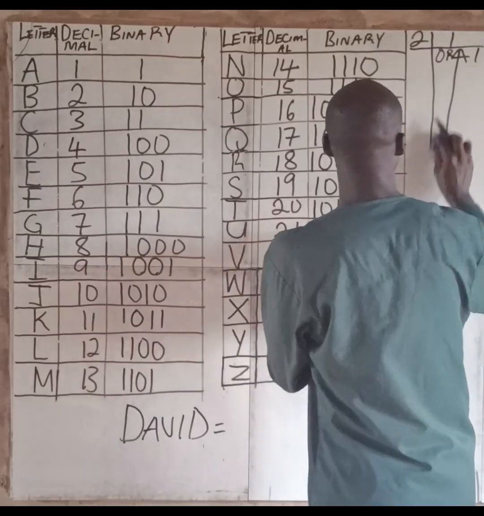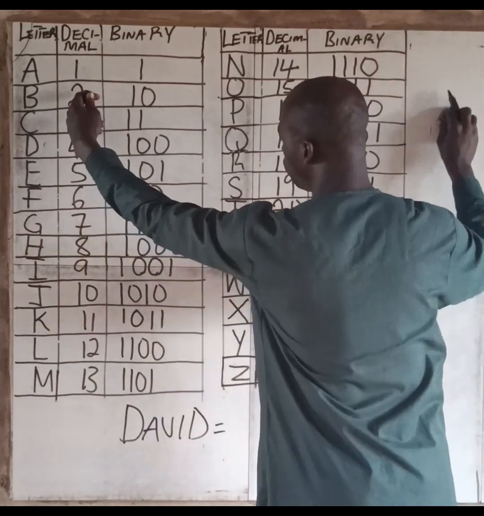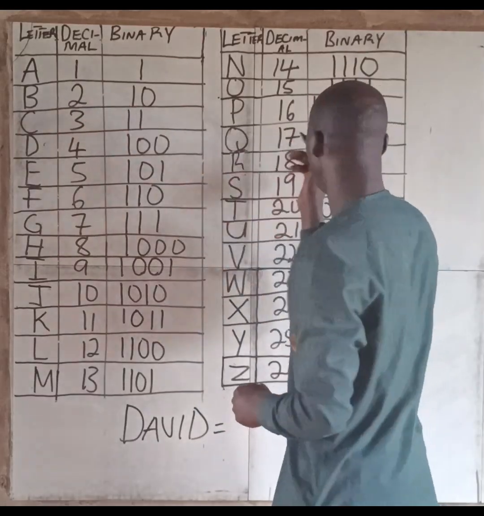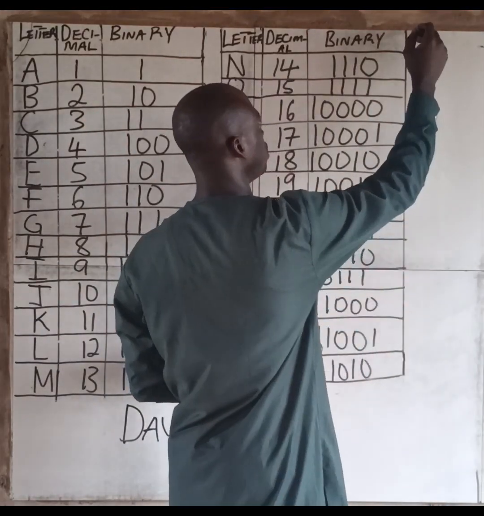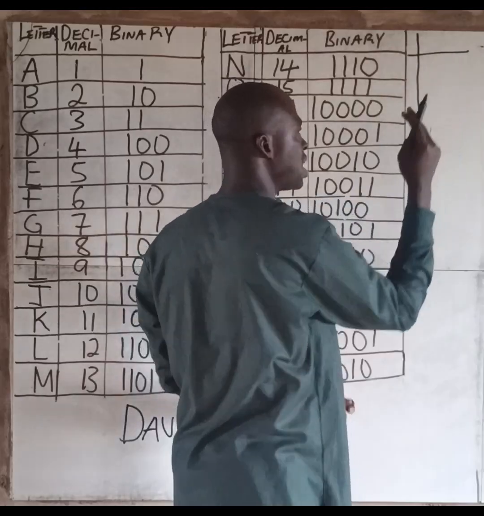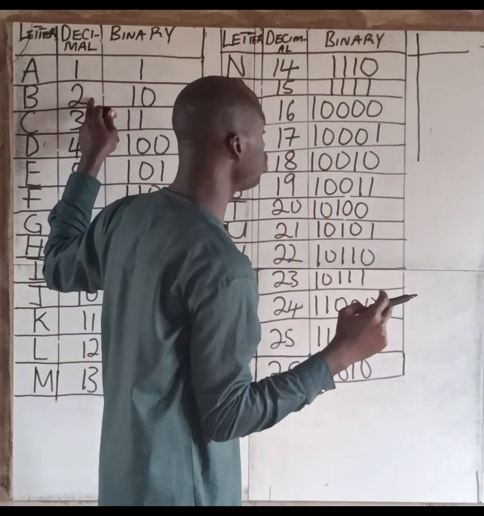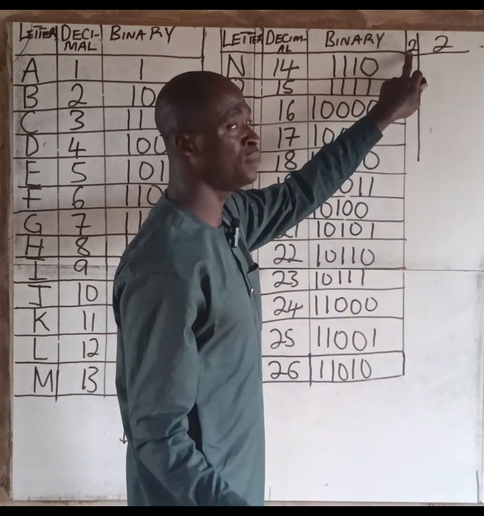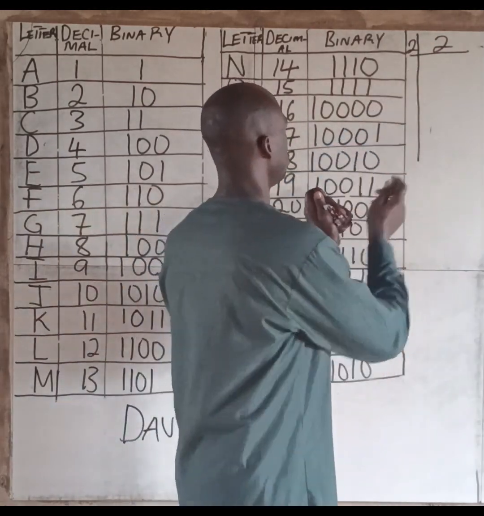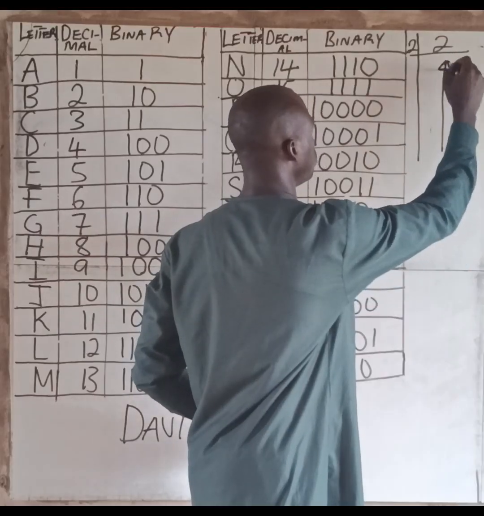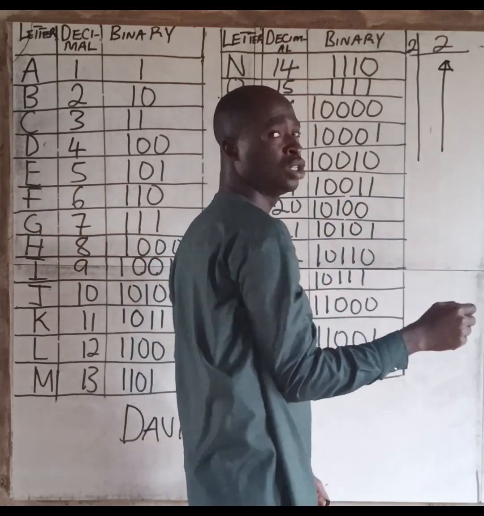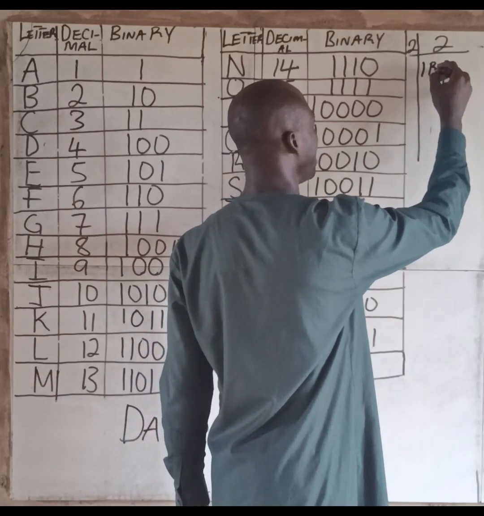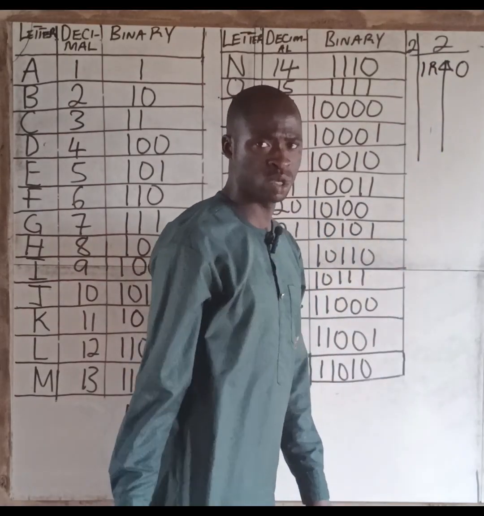So, let me do it for B. This is B, so you watch the slide right here. B is the second alphabet. It represents 2. So I'll place the 2 right here. Can you see? Anything binary means base 2, so you are dividing using 2. Now, if 2 should go into 2, it will give us 1, remainder 0. Can you see for yourself?